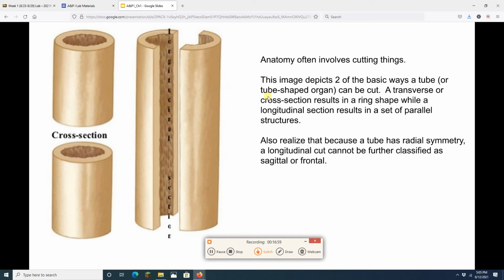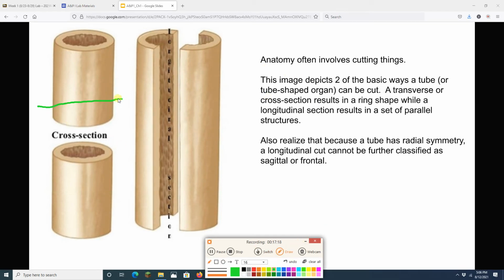Oftentimes we cut things up, or rather look at pictures of things that are cut up, whether that's models or microscopes. And one of the things we often cut are tubes. There are two very basic ways a tube can be cut. You can cut a tube across, going on the short axis. That's called a cross section, also called a transverse cut. When you do a transverse cut, you'll end up with one or more ring-shaped structures.